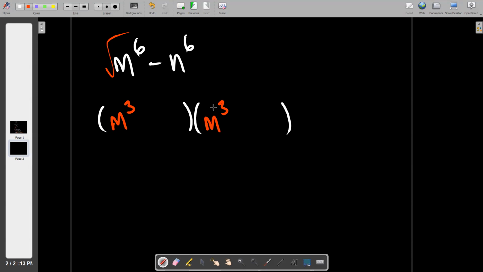Trying to color code this in case you're still a little lost on the squares. What is the square root of n to the 6th? So I put n cubed here, and I put n cubed here, right? There are some signs in there. Just make sure that one of them gets a plus and one of them gets a minus. Order does not matter. What have we spawned?